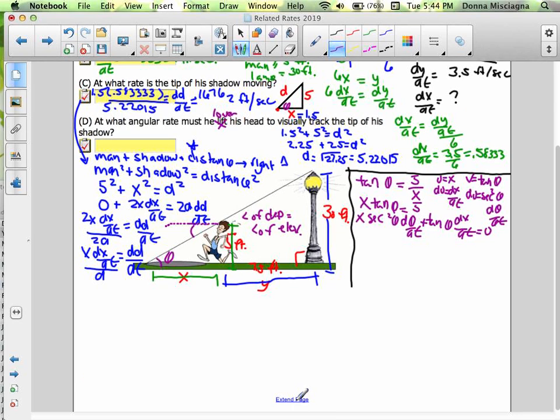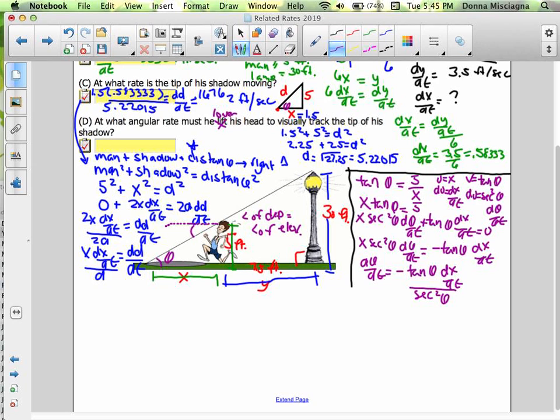All right, so now we have x secant squared theta d theta dt equals negative tangent theta dx dt. And now let's divide by x and secant squared theta. So d theta dt equals negative tangent theta dx dt divided by secant squared theta. Now we just got to plug in all our values.